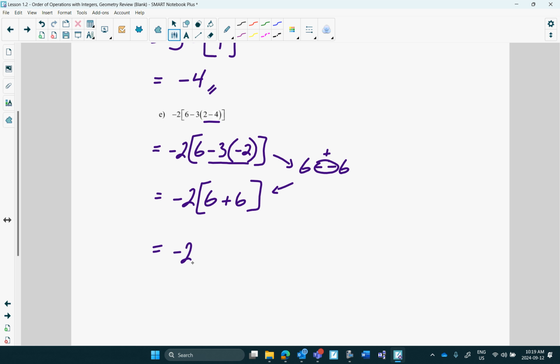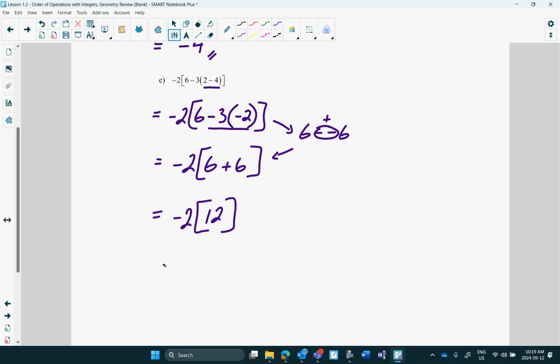12. Do I need brackets? Yes, I do, because it's getting multiplied. This is right beside it. I need it, because it's not -2 plus 12, it's -2 times 12. And -2 times 12? -24, okay.